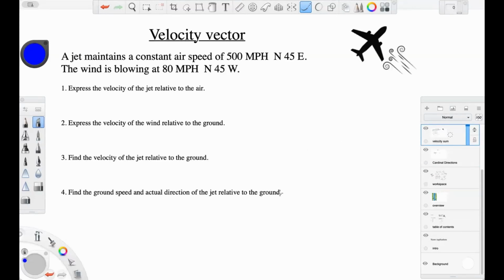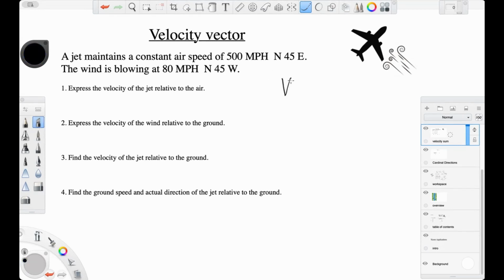So here's a problem that says, a jet maintains a constant airspeed of 500 miles per hour north, bearing 45 degrees east. The wind is blowing at 80 miles per hour north, bearing 45 degrees west. And then we're asked to do a series of things with that information. Now, what we want to understand is what kind of information are we being given here, right? Because what we've seen is this is just like the river problem that we were just looking at.